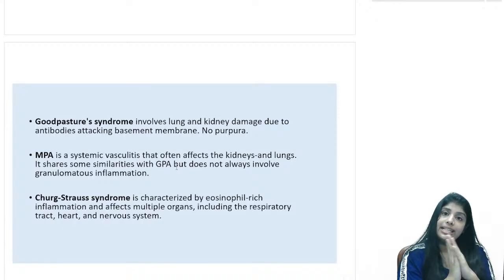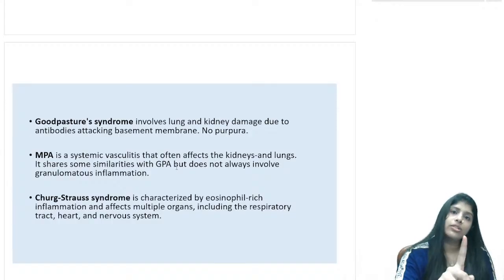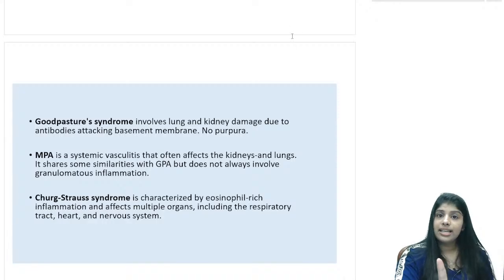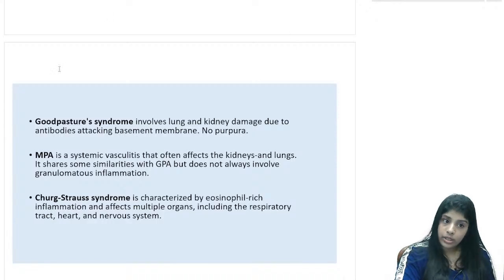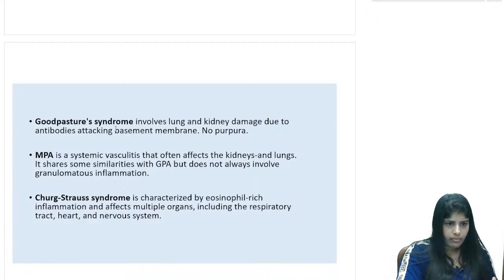So if it is attacking the GBM, that is anti-GBM. So if the question mentions anti-GBM, then it's always Goodpasture, most of the time it's Goodpasture syndrome, okay? And it is immune mediated. And see, there is no purpura. The question said there was purpura, right? So in Goodpasture there is no purpura. That is how you differentiate. Fine. So you got the idea what Goodpasture is.